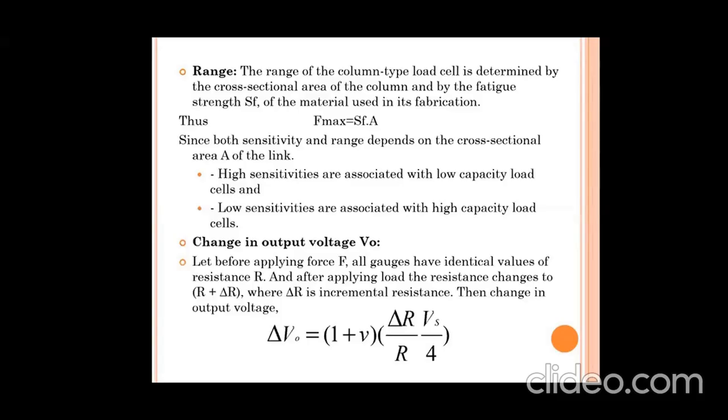Now V is nothing but your modulus of elasticity. V0 is your output voltage. Delta R is your changing resistance. R is the original value of your gauge. Vs is your input voltage. Getting? Because of all these parameters, your output voltage may change. So the range and output voltage change are very important parameters for your load cell.